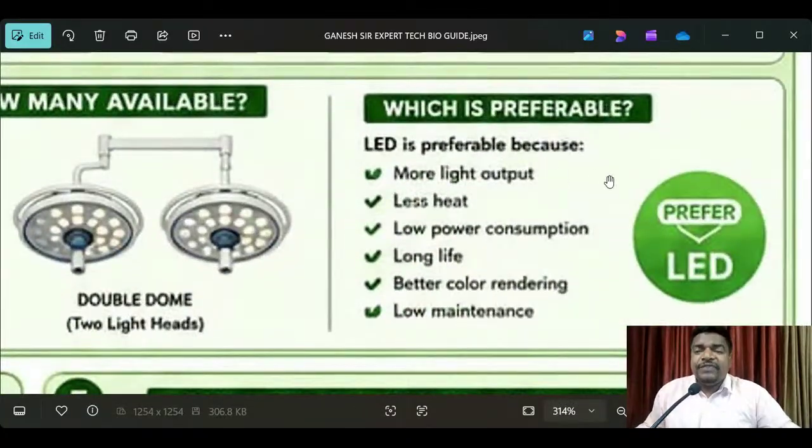Right now, come on. Here, which is preferable, sir: LED lights or CFL lights? In the operation theater, there are two types of surgical light. So here I want to say which is preferable.